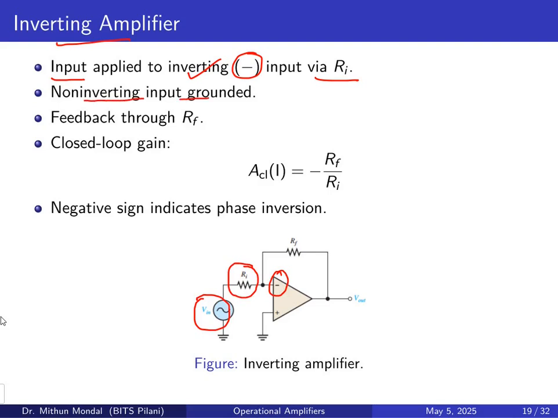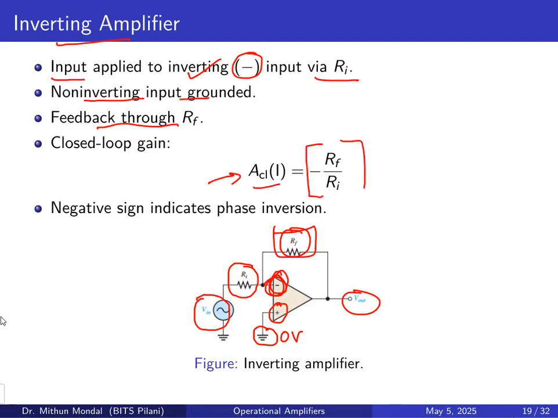Non-inverting input is grounded. So the positive terminal of the input is basically connected to the ground, 0 volt. The feedback is given through the resistor RF. So output voltage will be given to the input, that is the inverting terminal, through the resistor RF. Hence, the closed loop gain is equal to minus RF by Ri. Note here, this negative sign is indicating the phase inversion. So whatever the output signal you are getting, it will be opposite phase at the input because of this negative sign.